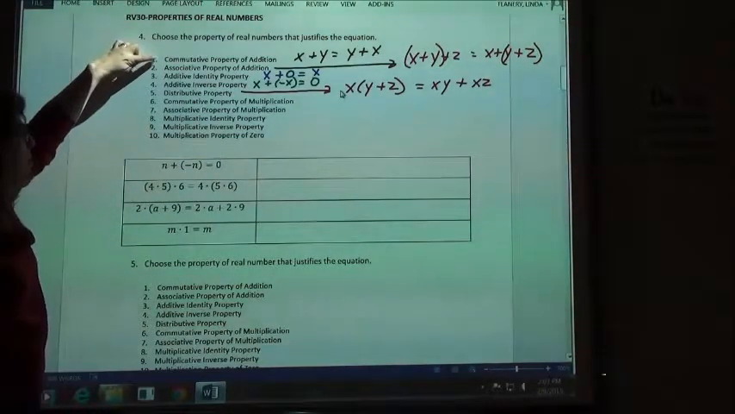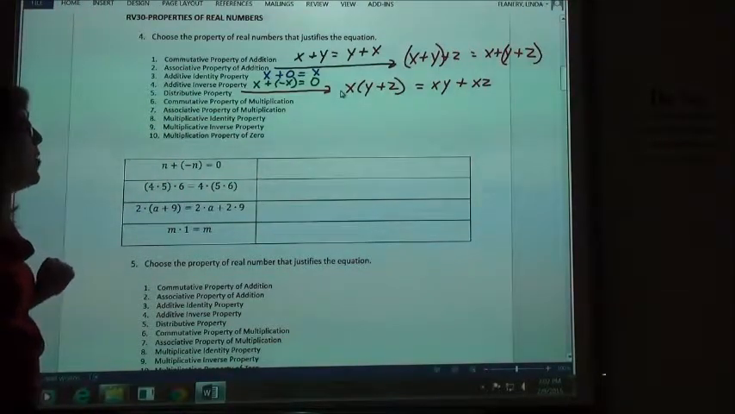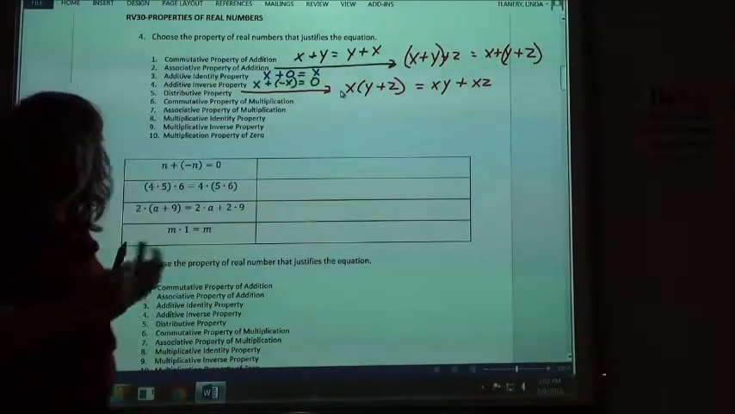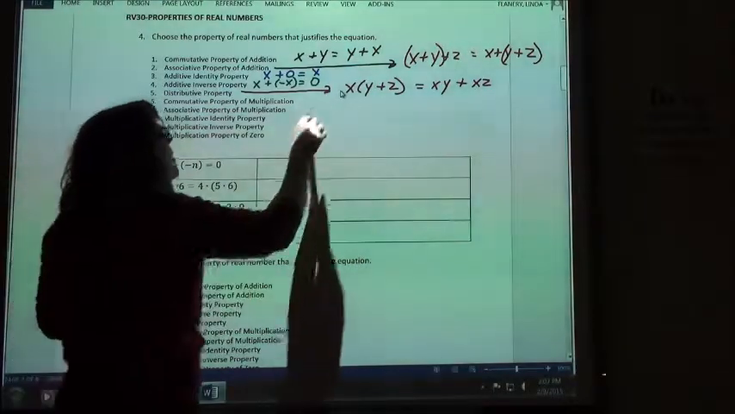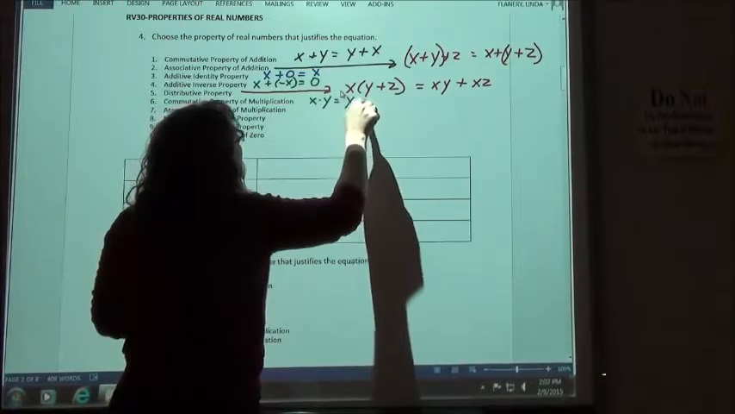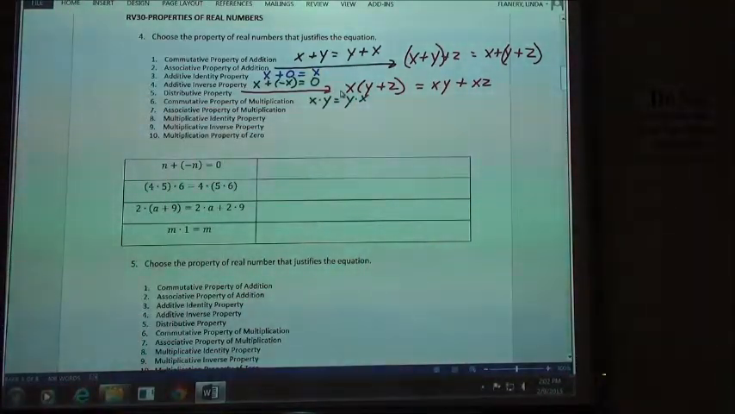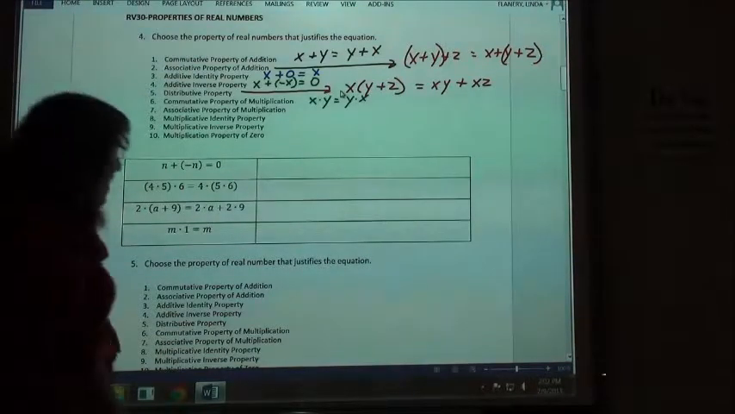We had the commutative property of addition. It said we changed the order. The commutative property of multiplication is the same kind of thing. I'm just switching the order of my multiplying. So x times y is going to equal y times x. You may or may not have the dots there for multiplying, but just to show you, I'm multiplying instead of adding.